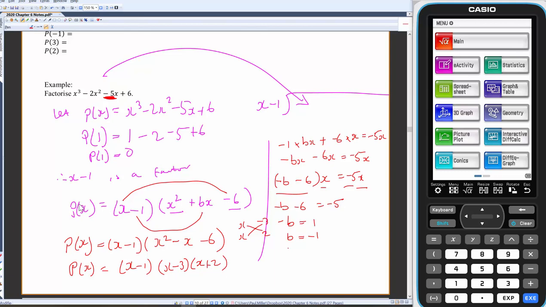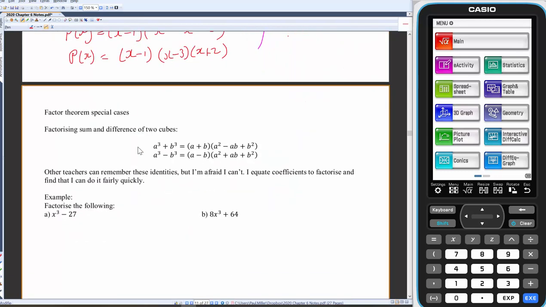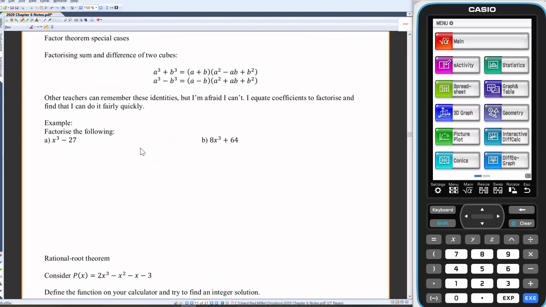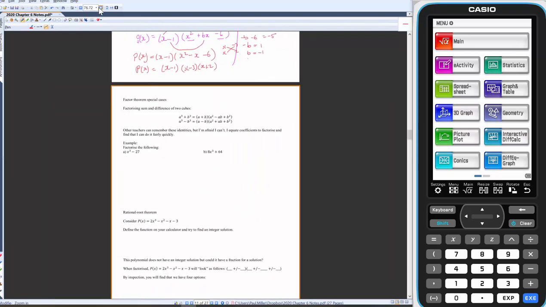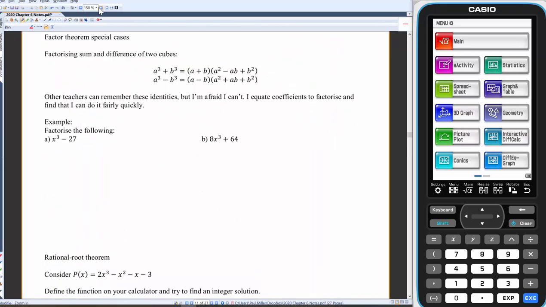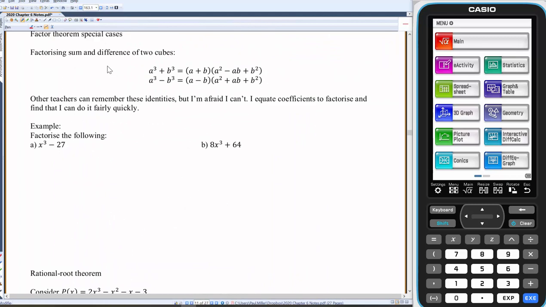And again, like I said, about a third of my class last year used that method quite successfully. All right, so now in context, what we're going to do is look at some special cases, all right?